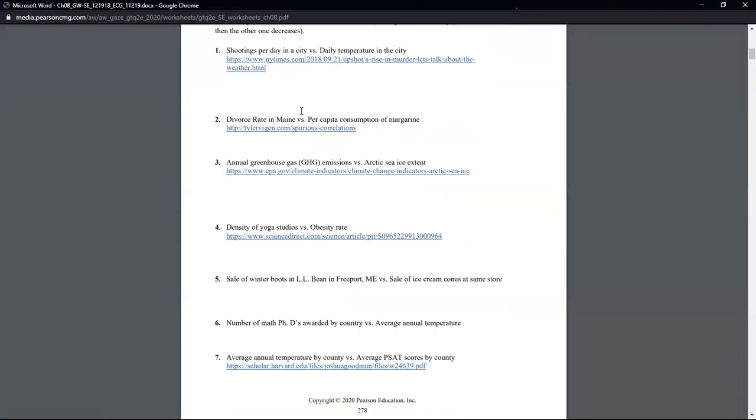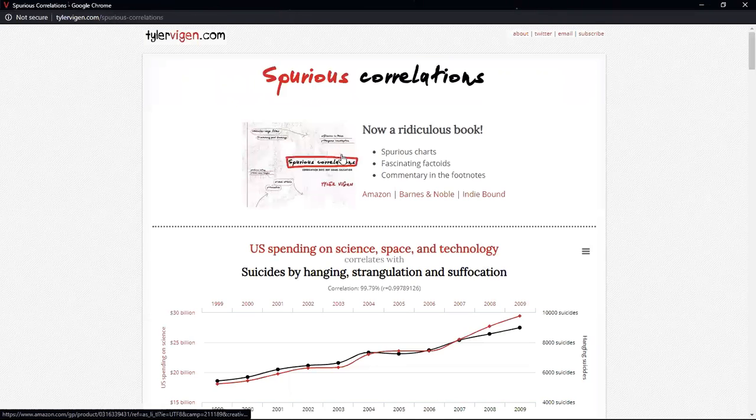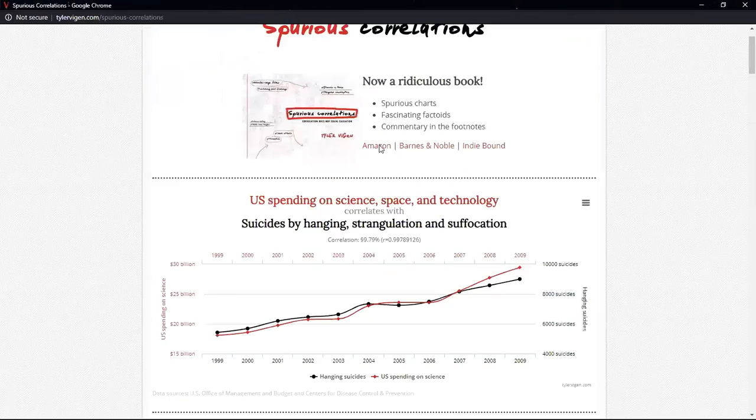So check out that information, see if you can maybe make that association. 2, divorce rates in Maine versus per capita consumption of margarine. Now, what is really interesting about this one, and the title of it actually gives you the freaking answer.